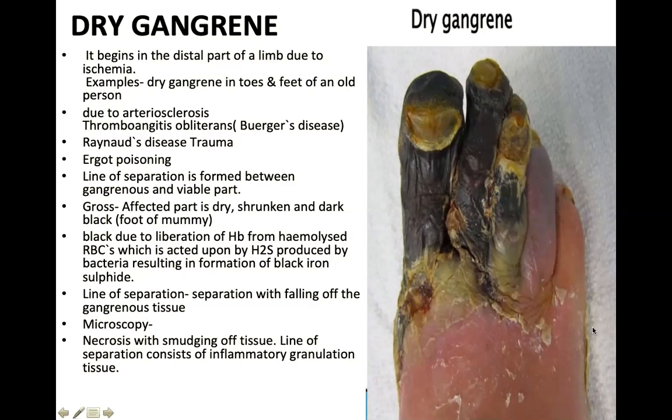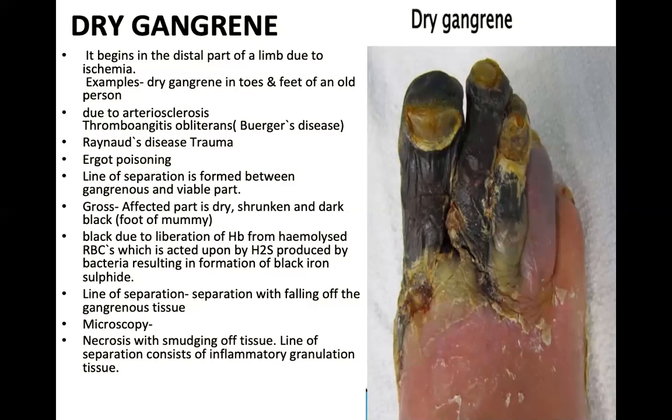Okay, katulad nito. Affected part is dry, shrunken, and dark. Okay, black due to liberation of the hemoglobin from the hemolyzed RBCs, which is acted upon by sulfonamide produced by the bacteria, resulting in formation of black iron sulfide. Okay. So combination na siya class, lack of blood supply, lack of oxygen, and then bacterial infestation or infection.